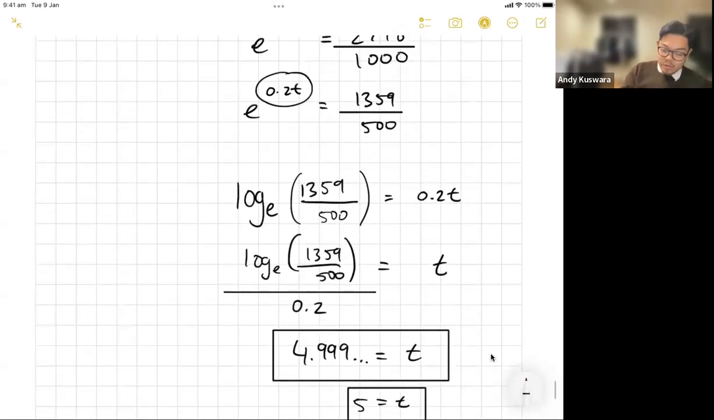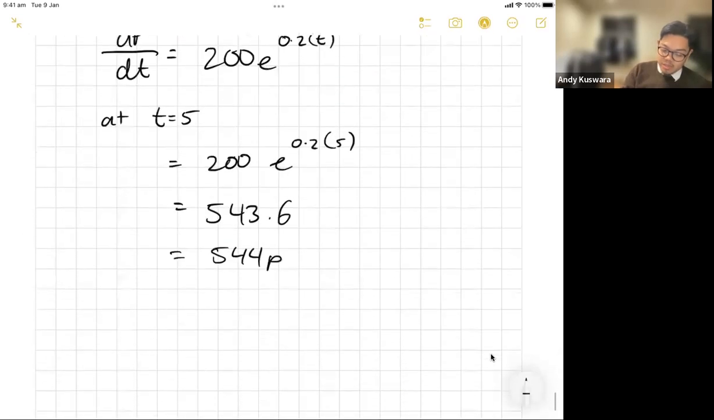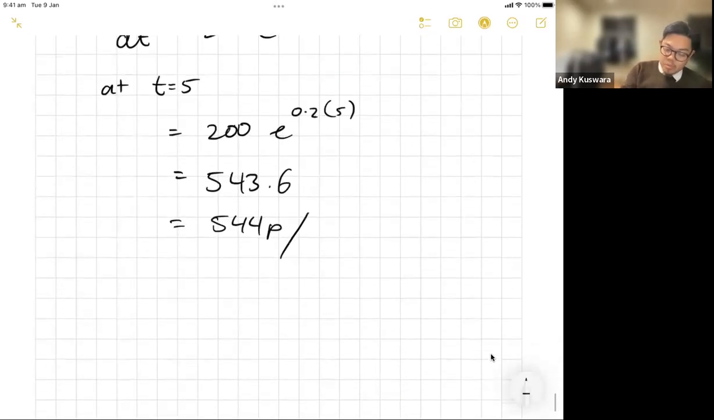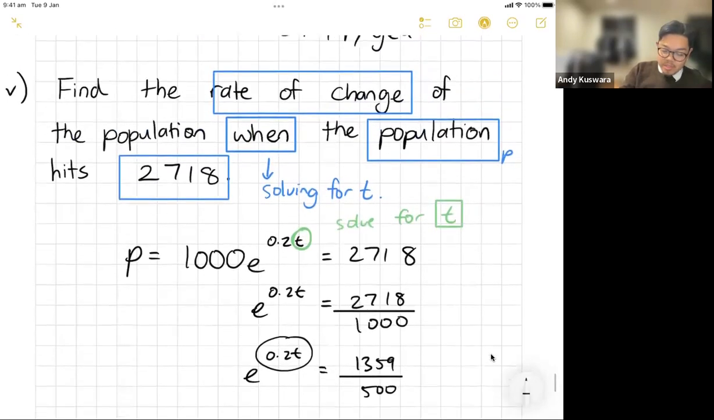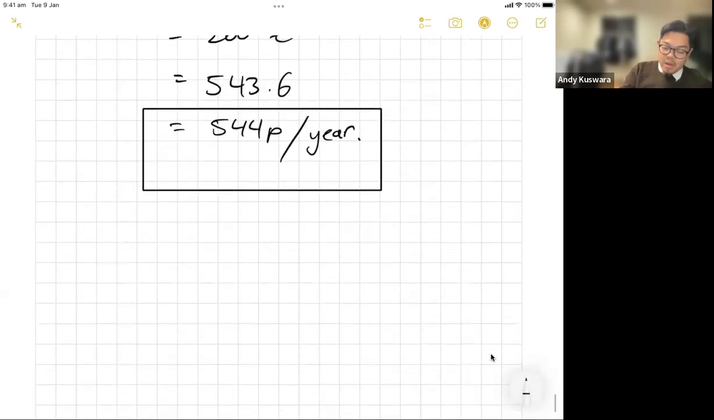And because it's asking for a rate of change, again, rate of change means it's going to be a rate, people per year. So again, let me try and make sense of this. When the population hits 2718, my rate of change is that I'm growing by 544 people per year at that point.